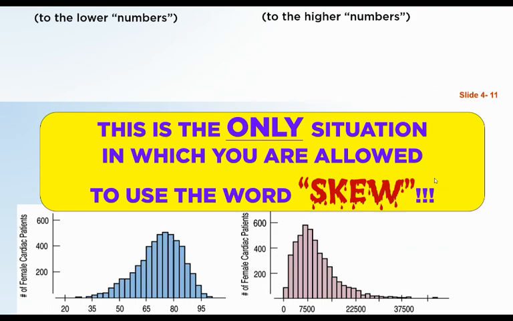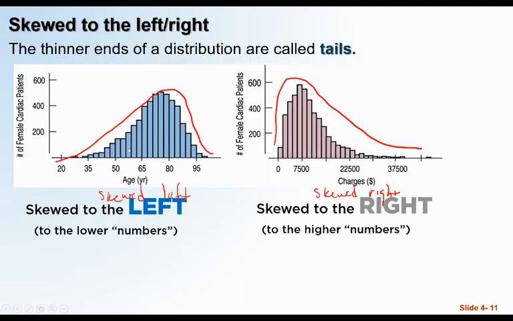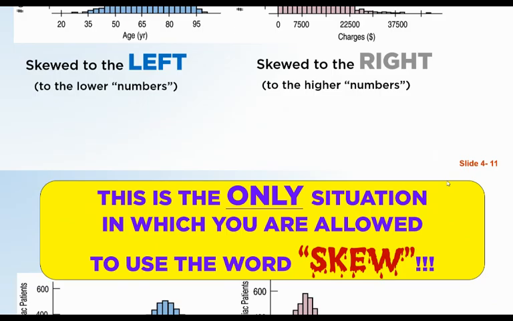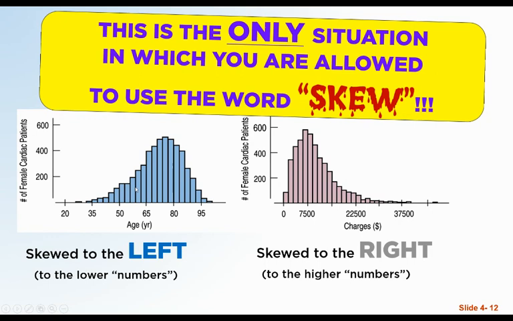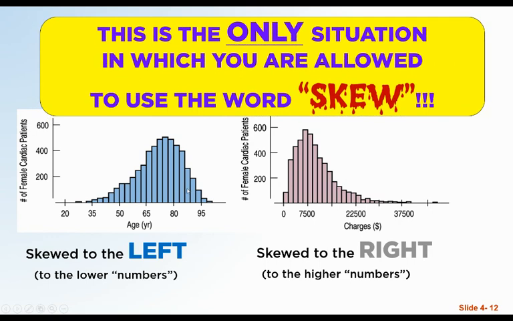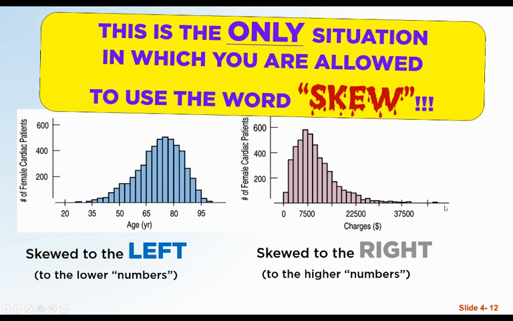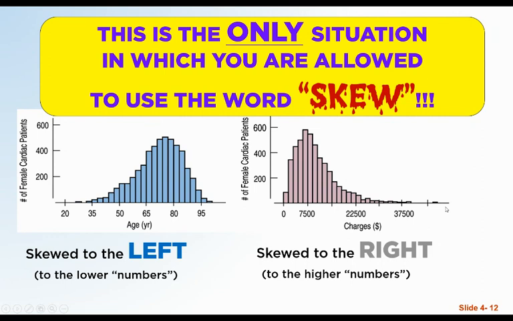We can also say skewed negatively because the negative numbers go to the left. We could say skewed positively, because the positive numbers go to the right. You can only use the word skew when we're talking about the shape of a distribution. Be really thoughtful about the vocabulary and how you apply it.